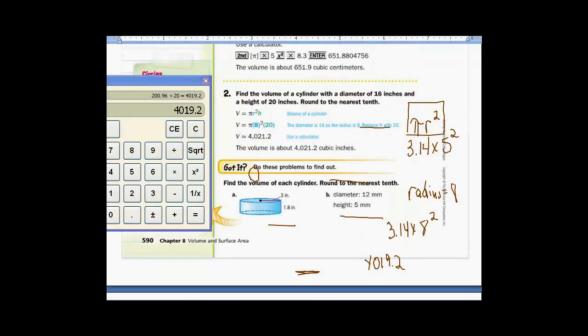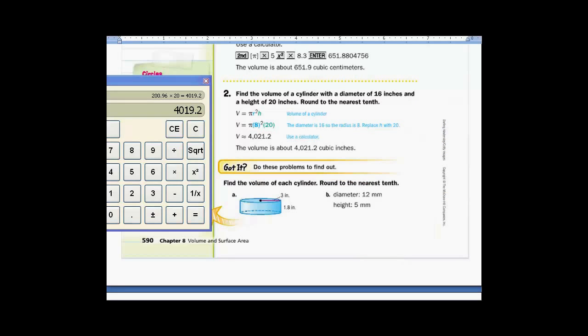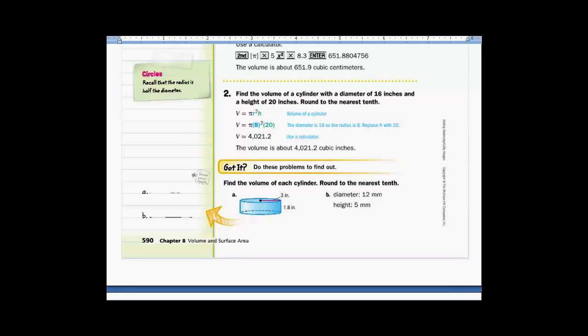Okay, I want you to go ahead and try practice A and B. Practice A and B, and then we will come back together and do them. Please try them on your own first.